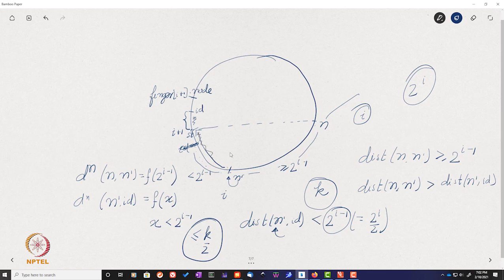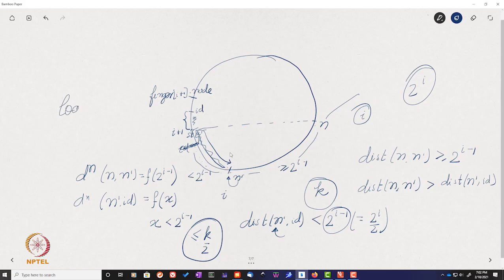wherever id is, so the unknown region is limited to the starting of the next finger and n dash, which is less than the other region. So we can say that this is less than or equal to k by 2. So every iteration of closest preceding finger, we are reducing the search space of nodes by a factor of 2.